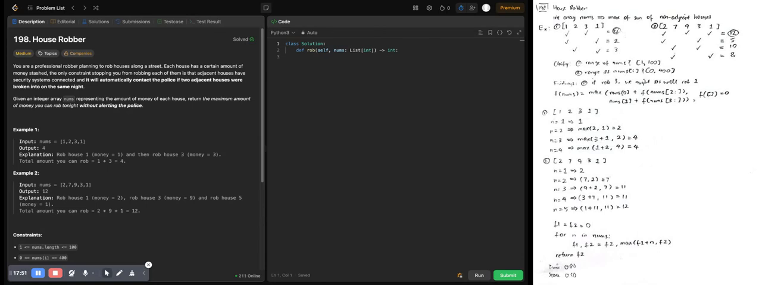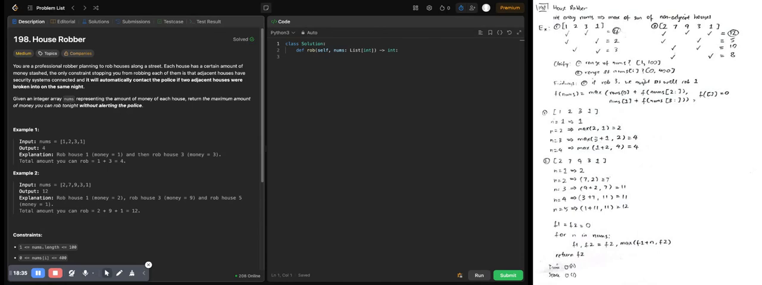Let me go through the code again to make sure I don't miss anything. I have F1 and F2, and then there is a loop to look through all the houses. And then in that, we are gonna store it into F1 and F2. F1 will be storing F2 in the next iteration. Then F2 will be the maximum of F1 plus the current one, or we could take F2, which is the previous houses without anything else.